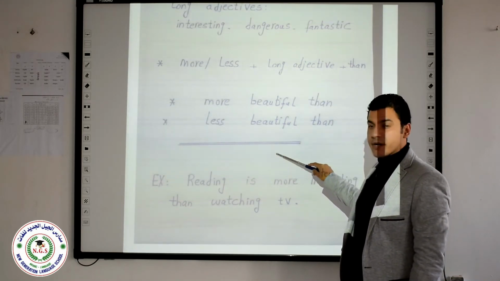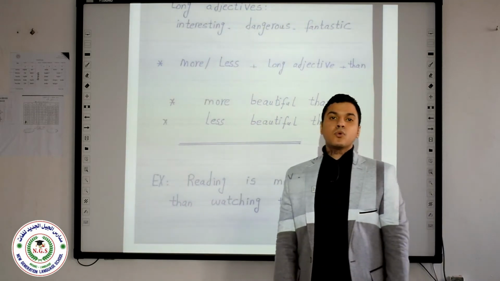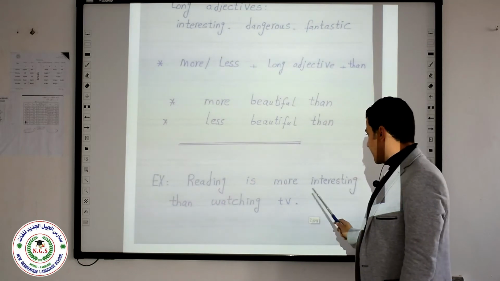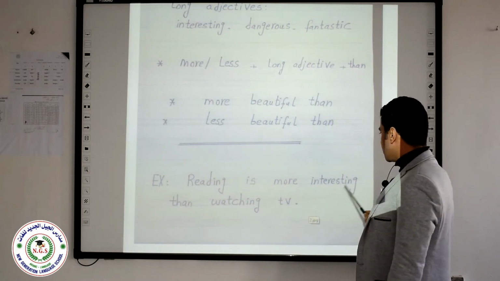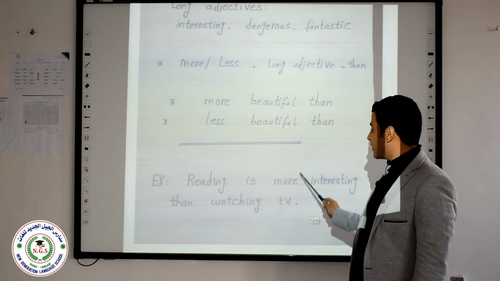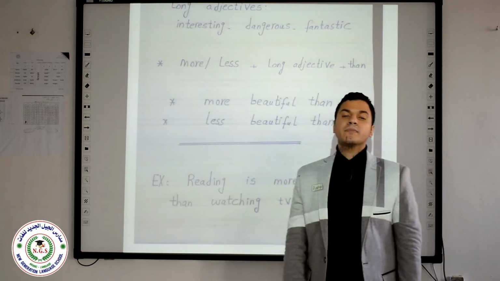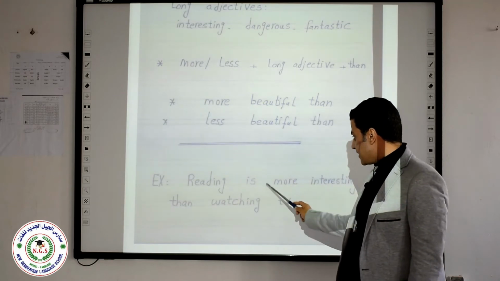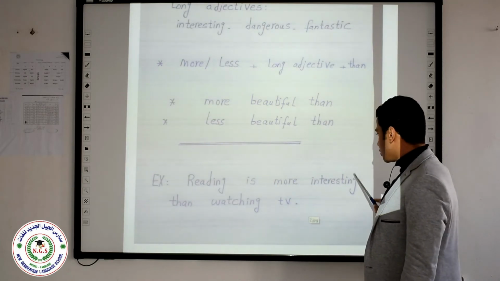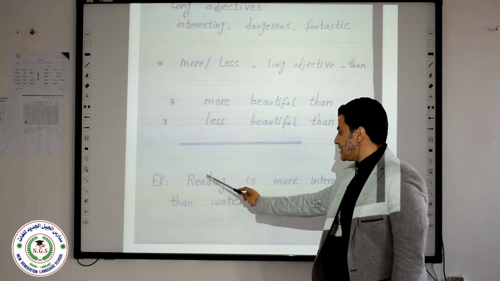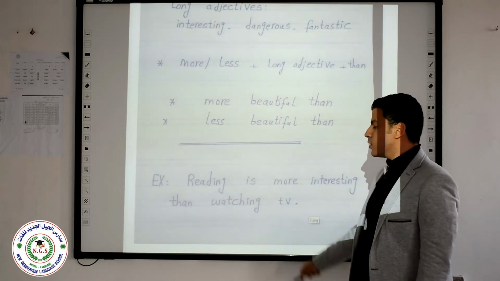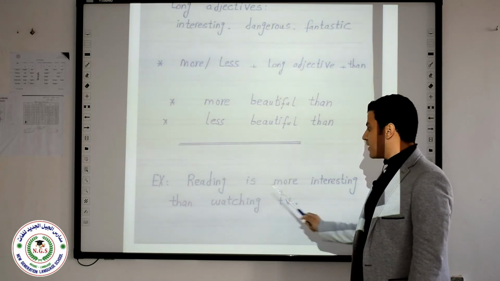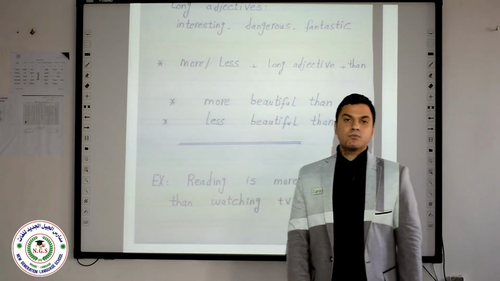For example, if we are going to talk about reading is more interesting than watching TV. Here the long adjective is interesting. I added more before the adjective in order to make it comparative, عشان أخليها صفة مقارنة. So I added here more interesting than. Reading is more interesting than watching TV. القراءة أكثر إثارة أو متعة than من watching TV من مشاهدة التلفزيون.